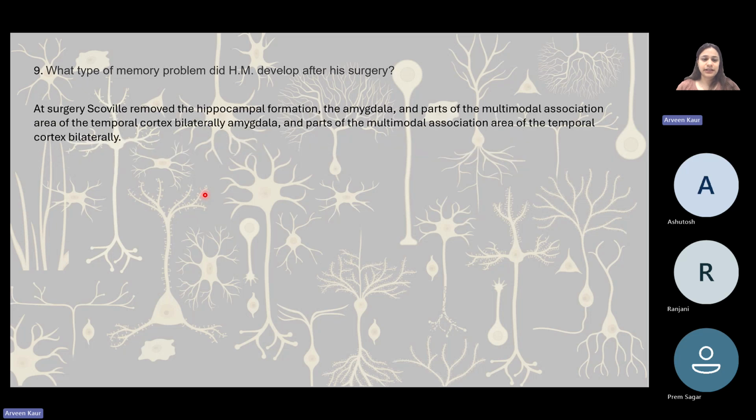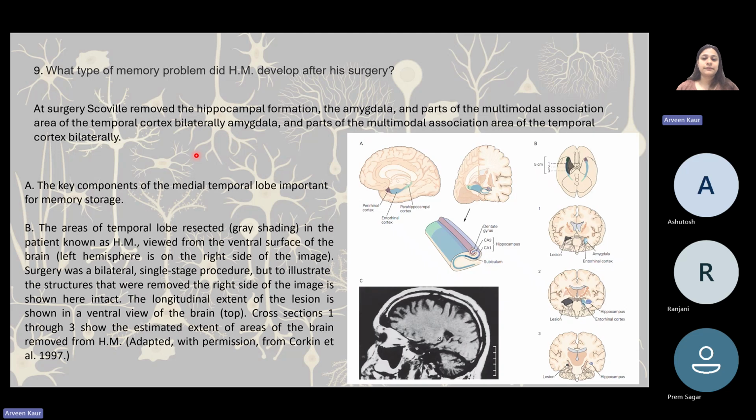In case of this particular patient, what was done was at surgery, Scoville removed the hippocampal formation, the amygdala and parts of multimodal association area from the temporal cortex, bilaterally. Okay, I have written it twice, sorry. Right, so this was what was removed.